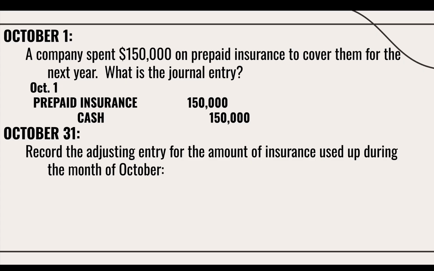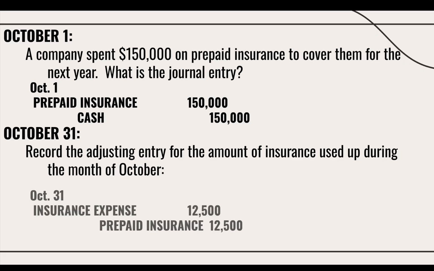Okay. So like I talked about in the last problem, assets become expenses over time. We do not have $150,000 worth of prepaid insurance anymore. We had $150,000 worth of prepaid insurance at the beginning of the year, but 1 month has gone by. So we've used up 1/12 of that. All right. And so 1/12 of 150,000 is 12,500. So how do we subtract from an asset? We credit it, and then you debit insurance expense.